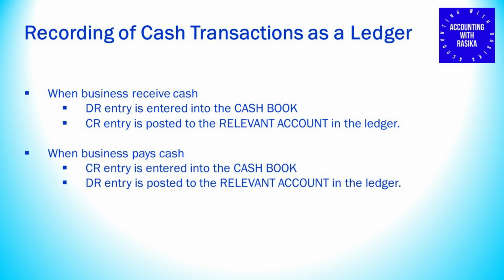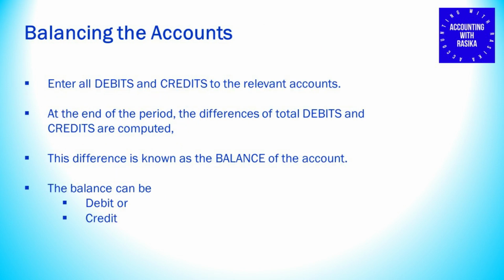Now when the business receives cash, a debit entry is entered into the cash book, but under the double entry transactions under the ledger, a credit entry is posted to the relevant account. So then the double entry is completed. And when the business pays cash, a credit entry is entered into the cash book, that is the prime entry, and then a debit entry is posted to the relevant account. So the credits and debits of relevant accounts are also captured using the cash book as a ledger. And then we have to balance the accounts.